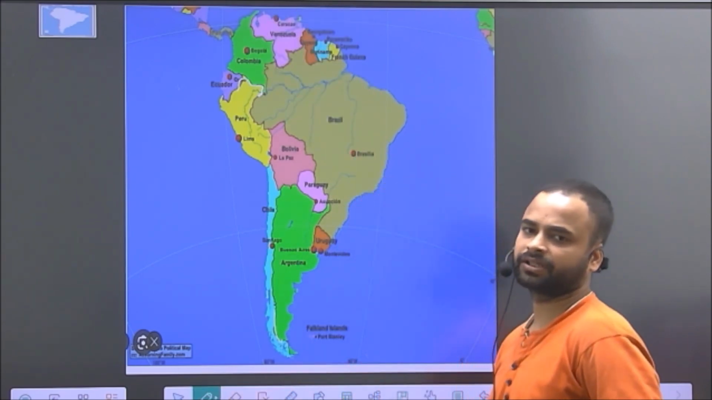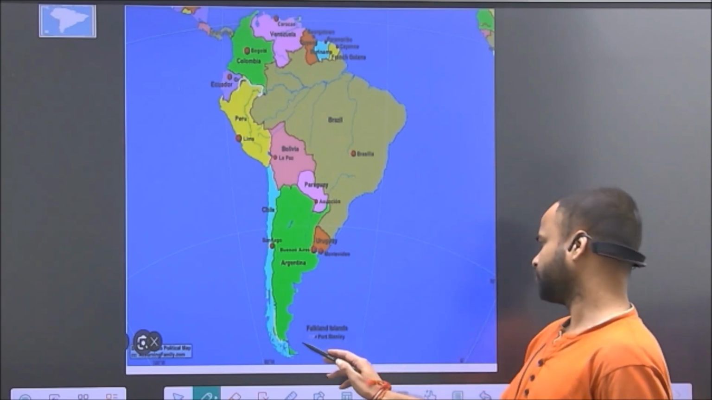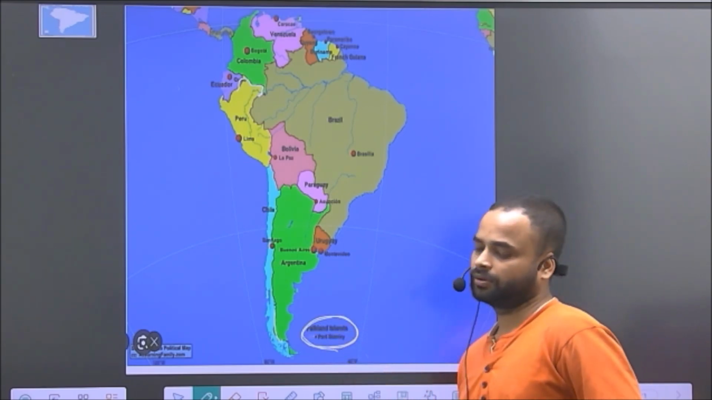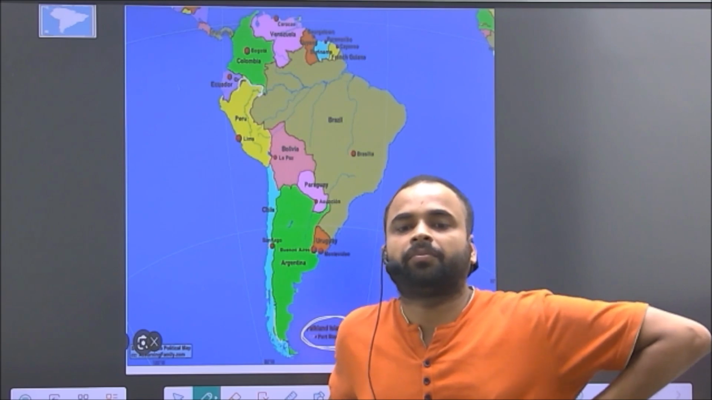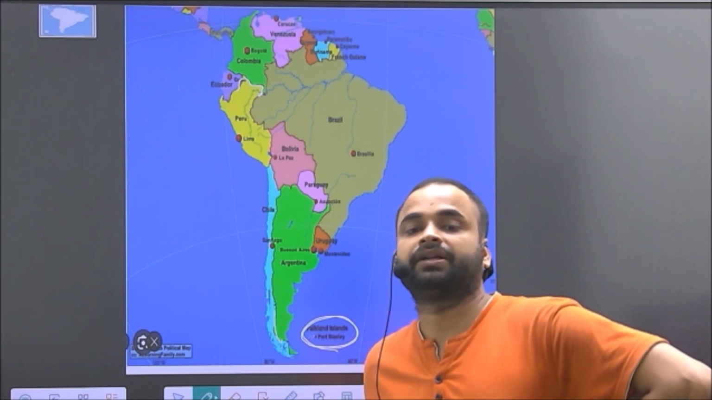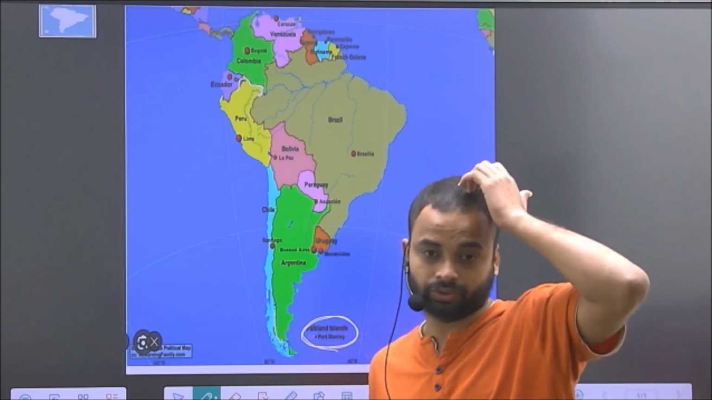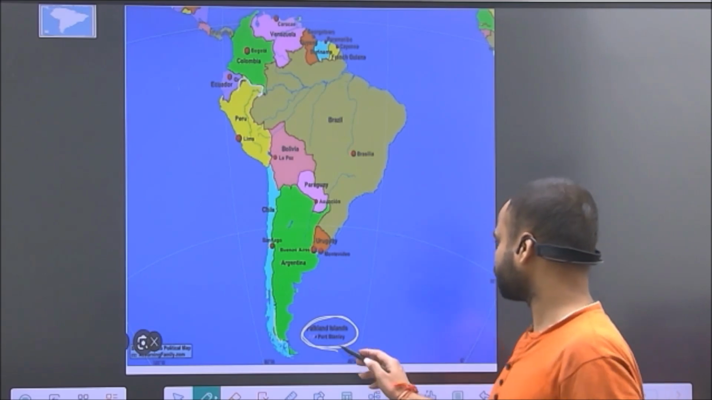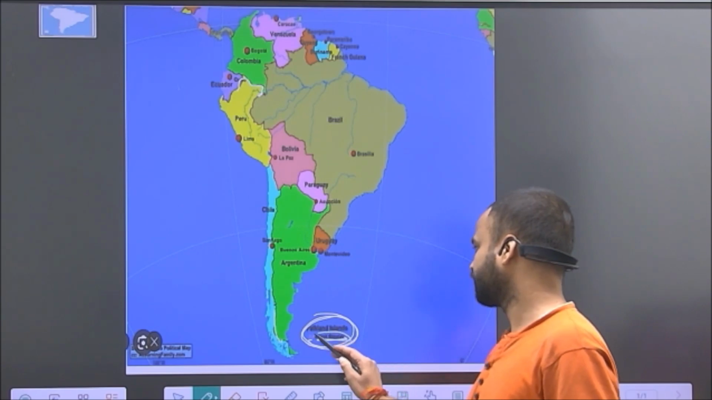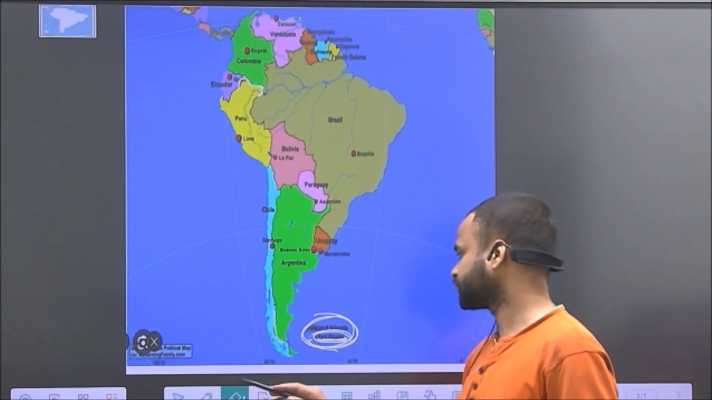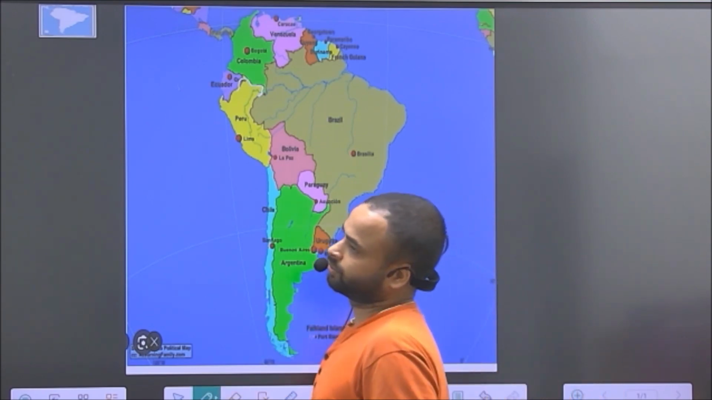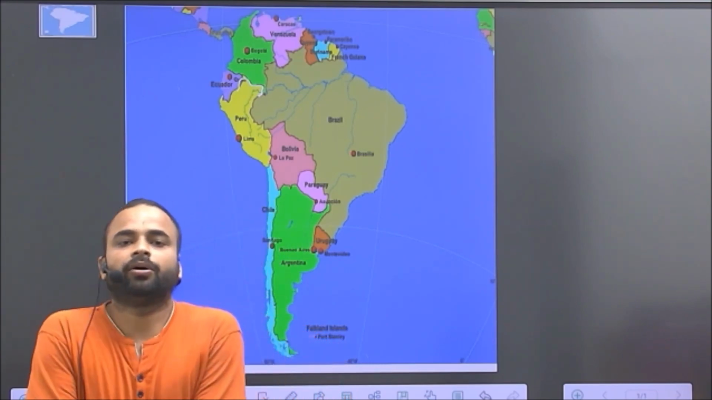Here is an important fact about South America. Here you can see the Falkland Islands are part of South America, but they are dominated by the United Kingdom. So you should know about the Falklands. And Port Stanley is the capital of the Falklands. So this is all about the countries.